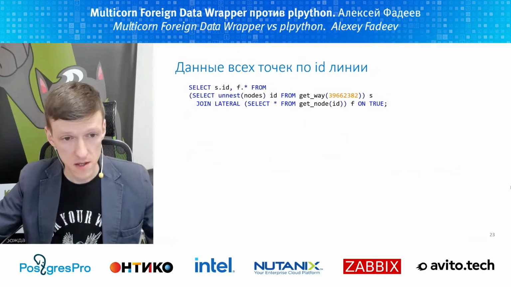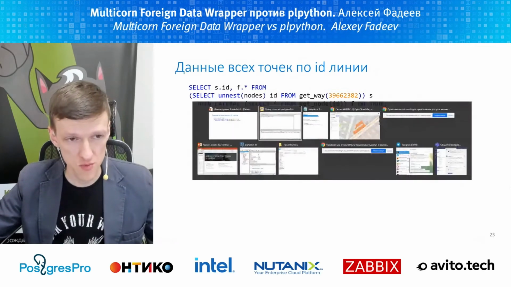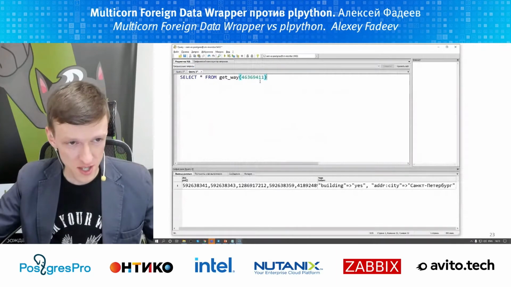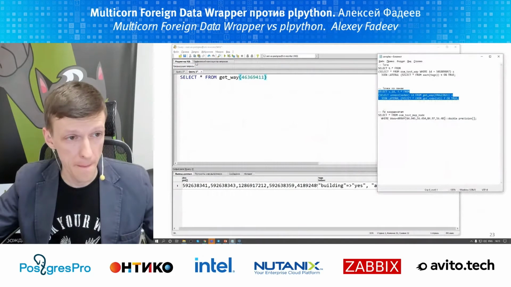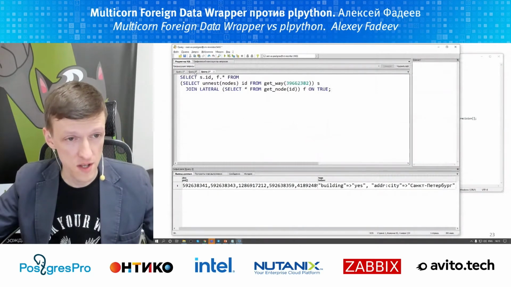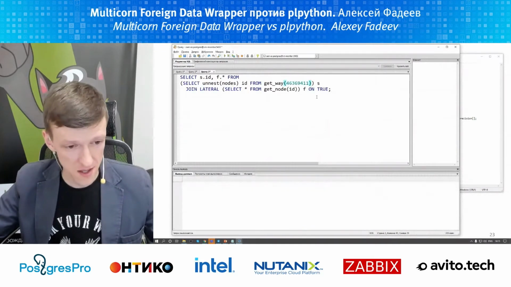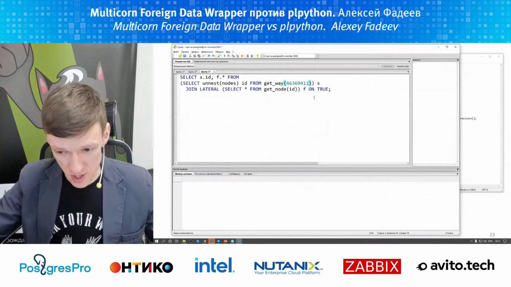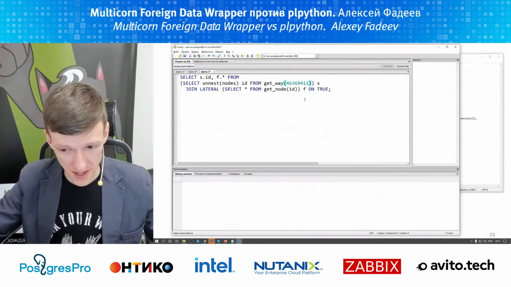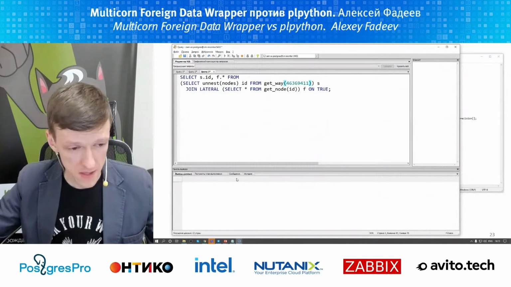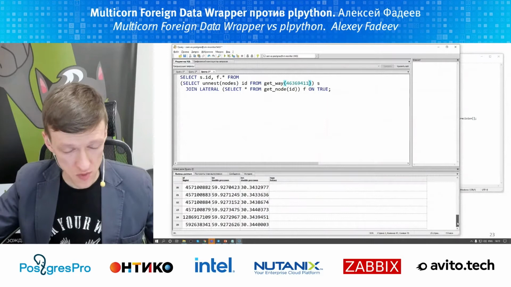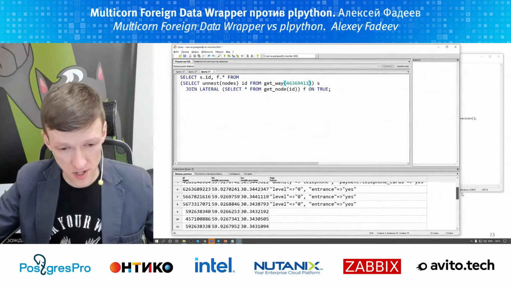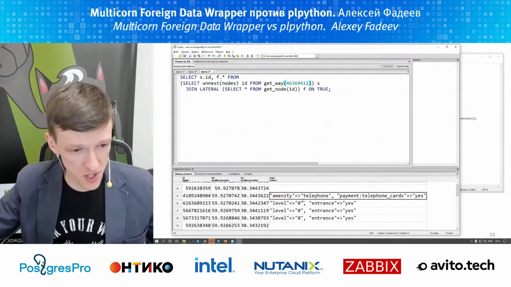Let's take a live example. Let's take the same object. This is the query text. This is the identifier taken from OpenStreetMap. The query is performed for quite a long time, and I will explain why it is so long. So here we get all the data of the point, and all points have coordinates, and some even have tags.